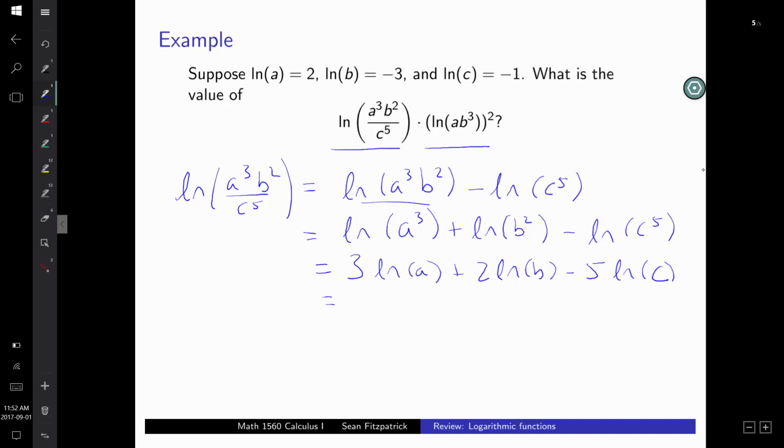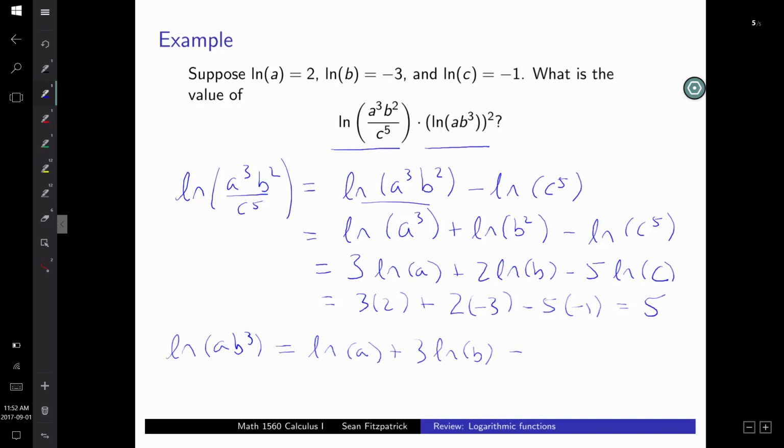Now I can plug my numbers in: 3 times 2, plus 2 times minus 3, minus 5 times minus 1. So that comes out to give me 5. Similarly, I can do log of a b cubed, and let me do this one quickly. That's going to be log a plus 3 log b. So that's going to be 2 plus 3 times minus 3, which is minus 7.